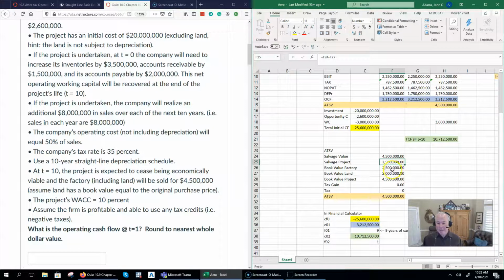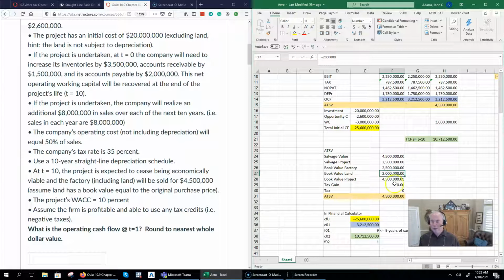If we look at the book value of this factory, that is simply the $20 million that we originally had less the accumulated depreciation. So we had 10 years of $1.75 million per year in depreciation. So $20 million less that $17.5 million gives us a book value for this factory on our books of $2.5 million.